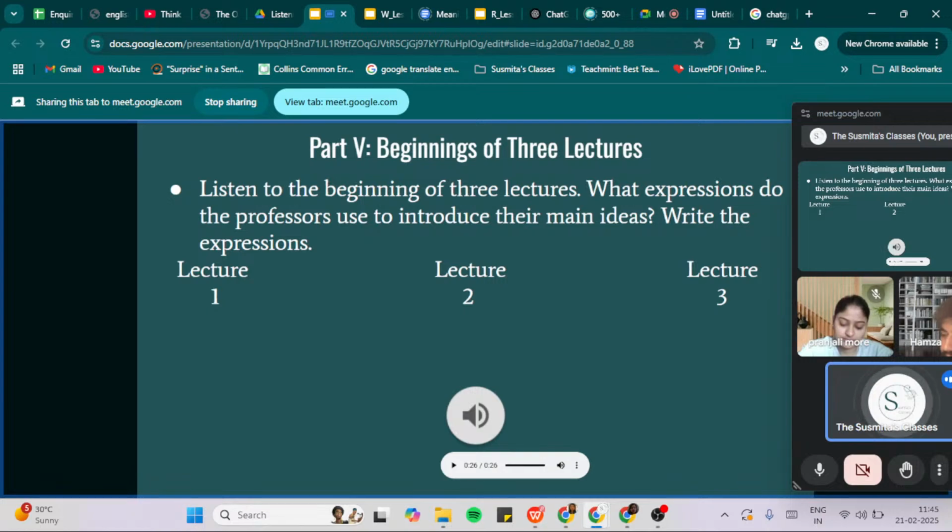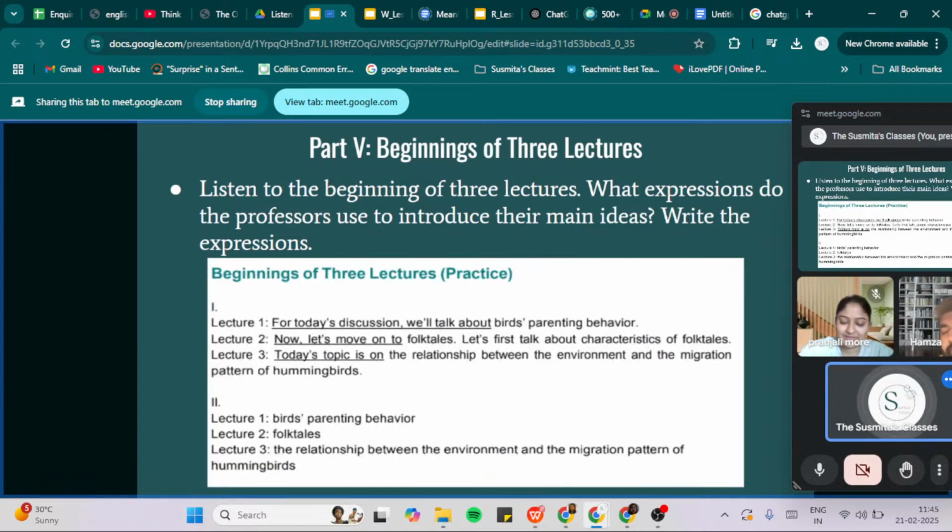Were you able to gauge the points? Yes, ma'am. Very good. Okay, the second one was folk tales. I hope you understood and spelled it correctly. In the lecture, it is mentioned as given in the first part, correct? For today's discussion we will talk about birds' parenting behavior. When you write notes, you will just write birds parenting behavior. Let's move on to folk tales. You will just write folk tales.